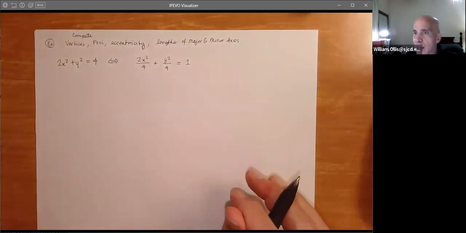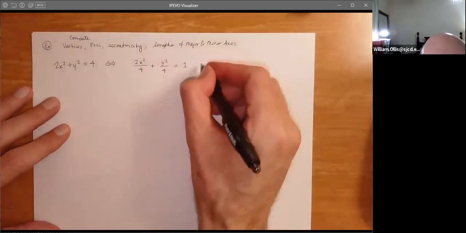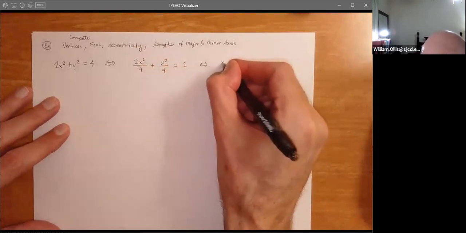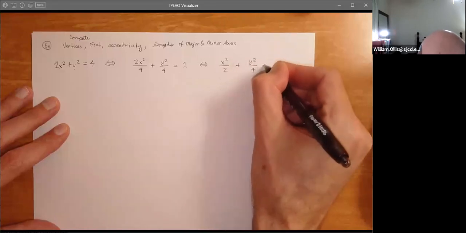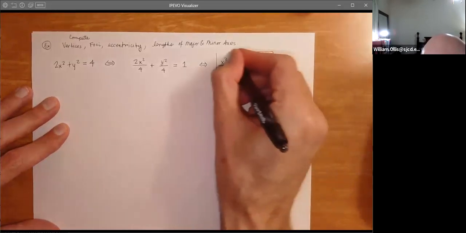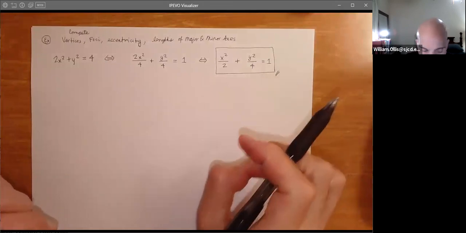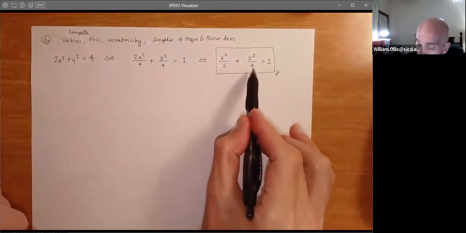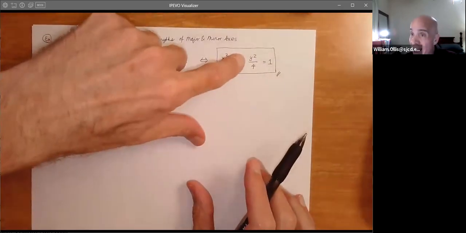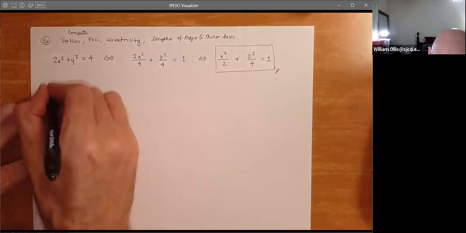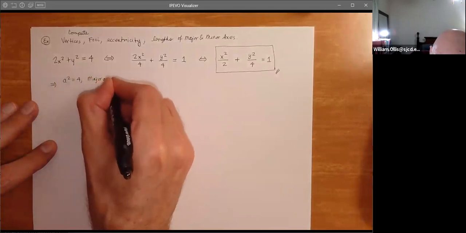So when it's not translated, ladies and gentlemen, you don't have to complete the square, and the work is a lot more straightforward. So now what does this say? The 2 will absorb into the 4, so we get x squared over 2 plus y squared over 4 equals 1. There's our standard form. Now what's important here is the following. The larger denominator is found to be 4. So that identifies where the major axis is. It's going to be vertical along the y-axis. So this implies a squared equals 4, and we can just write down major axis, vertical.